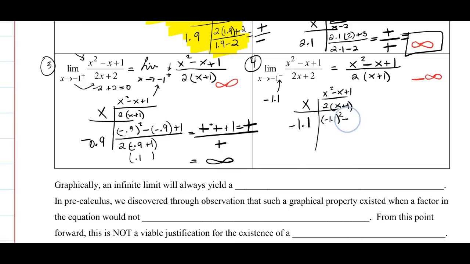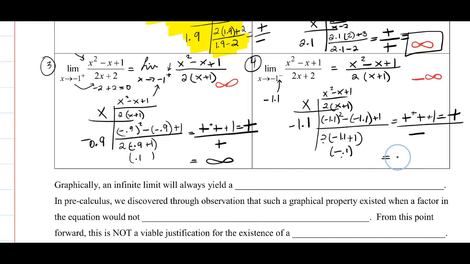And then I evaluate this at negative 1.1. Negative 1.1 squared minus negative 1.1 plus 1 over 2 times negative 1.1 plus 1. In the numerator again, my negative squared is positive, minus a negative is positive, plus 1. It's going to give me a positive in the numerator. My denominator, negative 1.1 plus 1 is negative 0.1. Positive times negative is a negative. Positive divided by a negative is going to give me negative infinity.